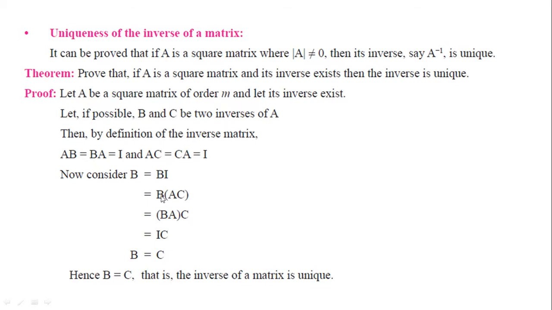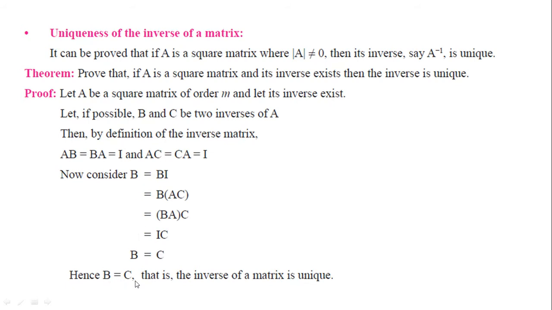So B gives B into bracket A into C. Now by the associative property, we can take the bracket as B into A, then C. Now as per this equation, B into A is also I. So what you will get? I into C. We started with B equal to B into I, and we get I into C by this step. I into C is again C, because you multiply by identity. So that gives B is equal to C.